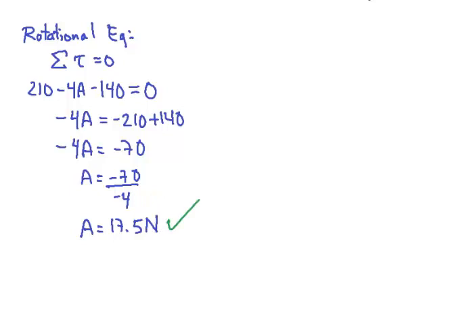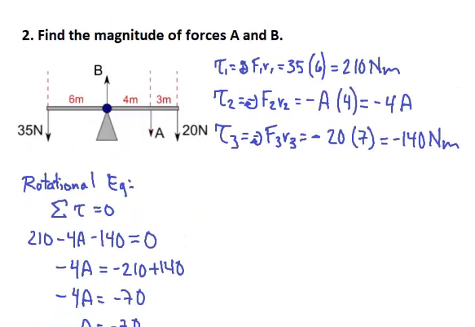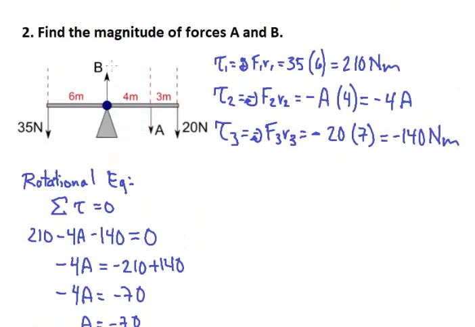Now the problem here is I also need to find B, but I cannot use B in the torque analysis because the torque for B is 0. So what should I do to find B? Since I cannot use rotational equilibrium to find B, I'll have to use translational equilibrium. Since we have vertical forces, going up and going down, I'll make a vertical analysis. I don't need to make a horizontal analysis.